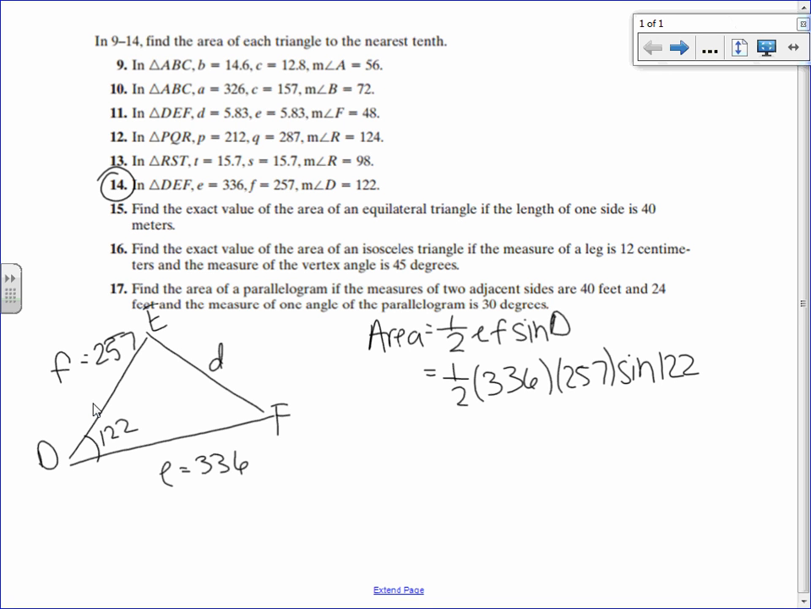All right, sine of 122 is something gross because it's not one of our exact values. So we're just going to put all of this into our calculator, which I'm doing right now. And we are rounding to the nearest tenth. Ooh, this is a big freaking triangle. This is going to be 39,884.6 units. Alrighty, so two sides, included angle, plug it in, round appropriately. Easy peasy.